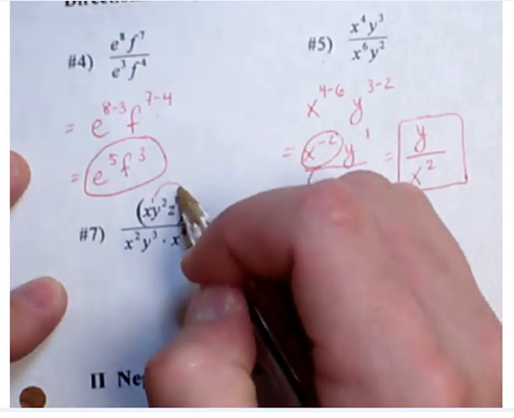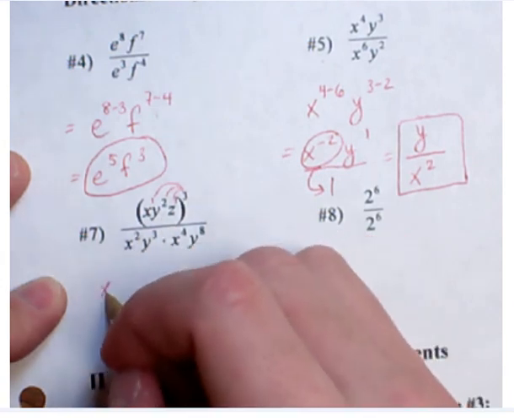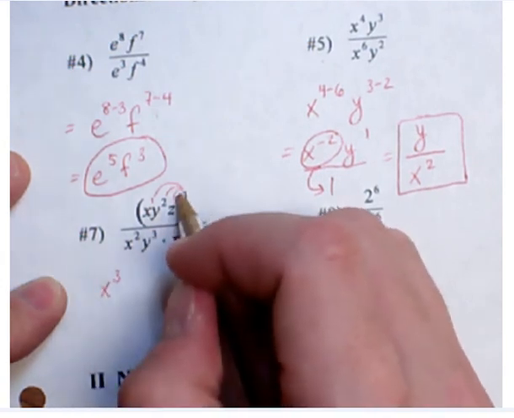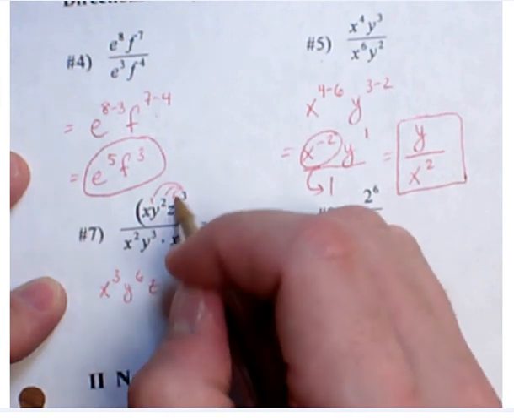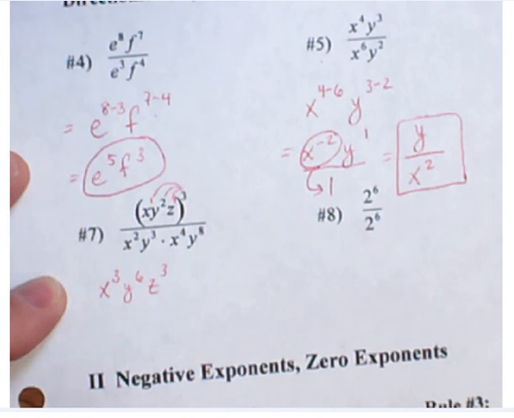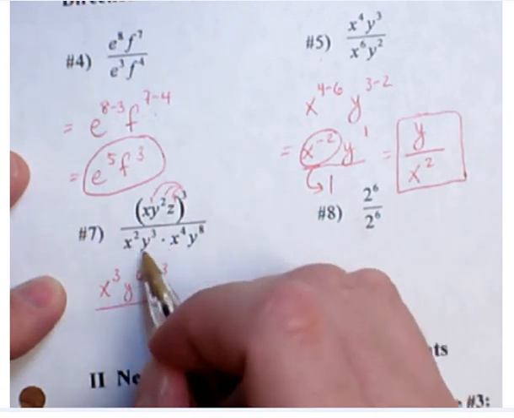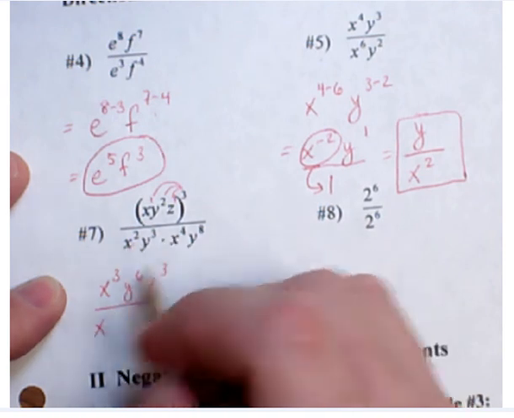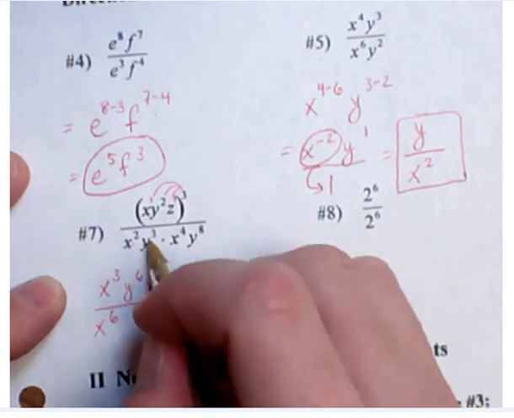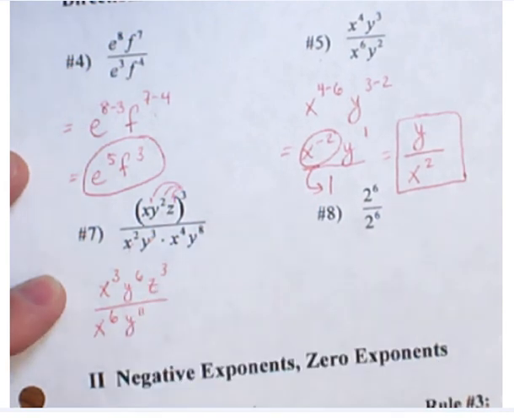remember from last lesson, you multiply the exponents. So you get x to the 3rd, 1 times 3. Y to the 2 times 3 is 6. And then z to the 3rd. Over. When you multiply variables, you add the exponents. So that becomes x to the 2 plus 4, which is 6, and then y to the 3 plus 8, which is 11.